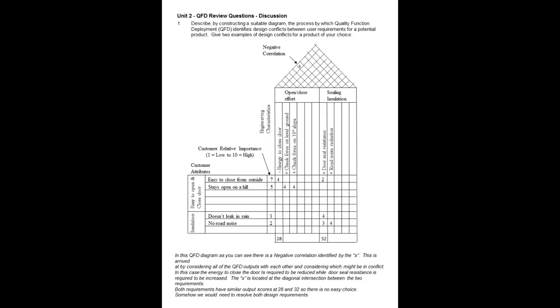Now QFD doesn't acknowledge that conflict other than to look at the negative correlations in the triangular roof. So it brings our attention to the conflicts, but it doesn't solve them. It does give us some guidance, however. If we look at the weightings, then it may be that for the bicycle, for example, lightweight might be more important than strength. And therefore, for a particular customer or group of customers, that might be the interpretation.